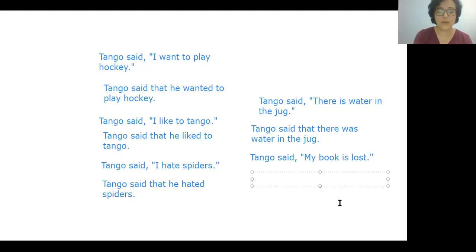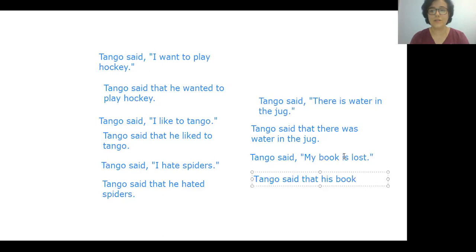So Tango said, no comma, no inverted comma, that. Now, what does "my" become? My book? No, definitely not. Not my book. Tango's talking. So he's talking about whose book? My book? No, his book. So Tango said that his book. So we changed the pronoun.